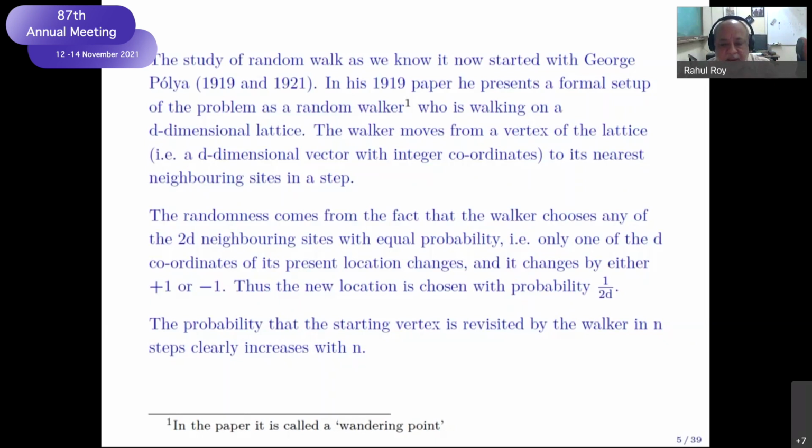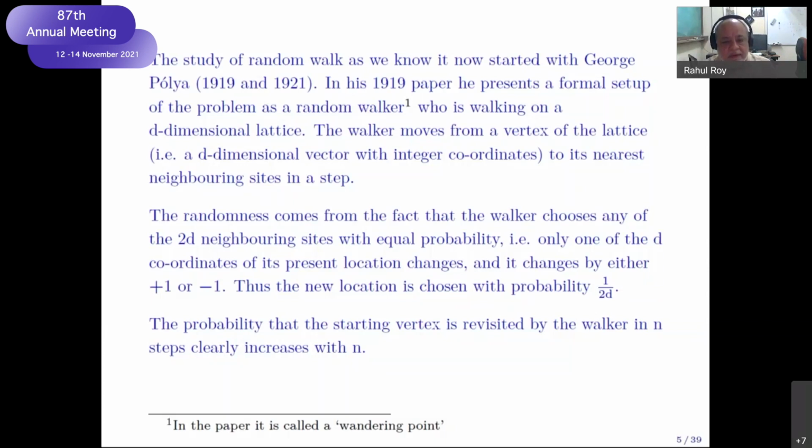And the randomness comes from the fact that the walker chooses any of the 2d neighboring sites with equal probability. That means in 2 dimensions it can go either up or down, or left or right, with probability 1/4. In d dimensions, it will be 1 over 2d. So what it does is basically, if it has coordinates x1, x2, ..., xd, then only one of the entries, let's say xi, changes its value by plus or minus 1. The remaining are the same. And the new location is chosen with probability 1 over 2d. In other words, i is chosen with probability 1 over d, and then whether it's plus 1 or minus 1 is chosen with the additional probability half, together making it 1 over 2d.